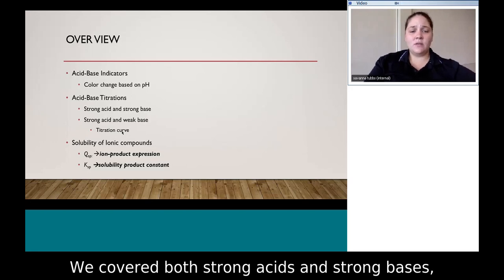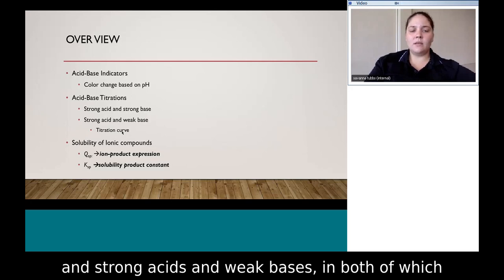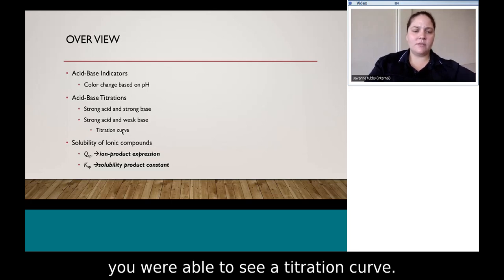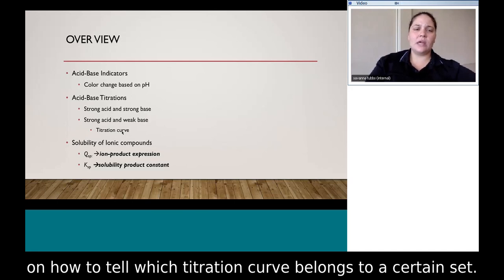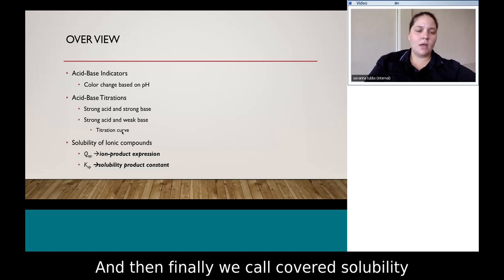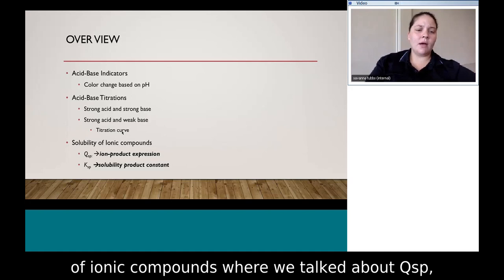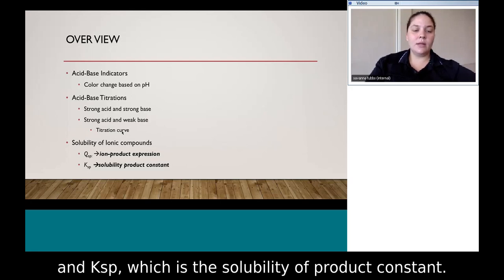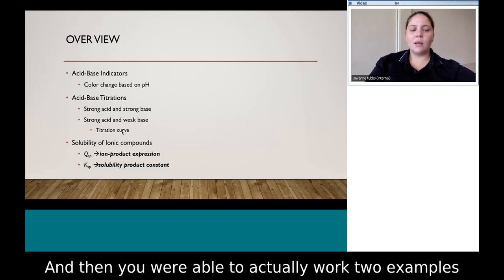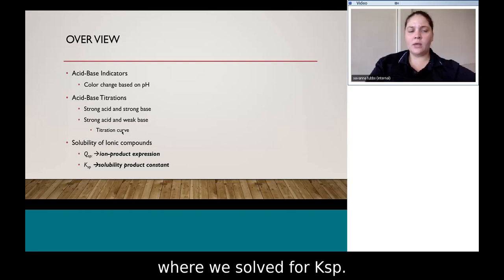Acid-base titrations, we covered both strong acids and strong bases, and strong acids and weak bases, in both of which you were able to see a titration curve, and we were able to work an example on how to tell which titration curve belongs to a certain set. And then finally, we covered solubility of ionic compounds, where we talked about Qsp, which is the ion product expression, and Ksp, which is the solubility product constant. And then you were able to actually work two examples where we solved for Ksp.